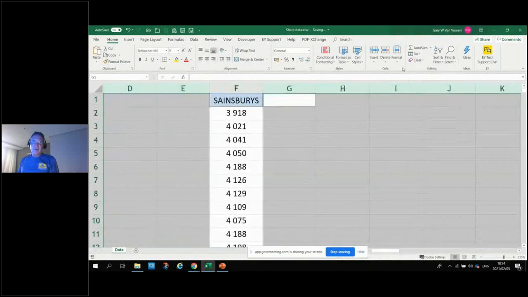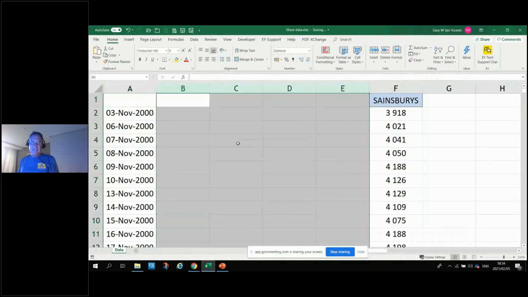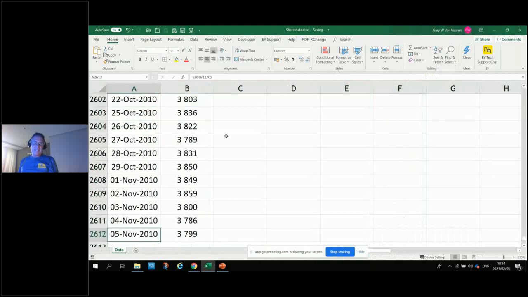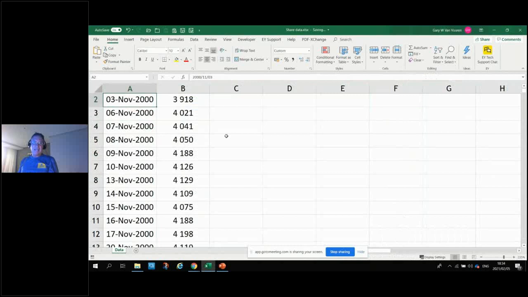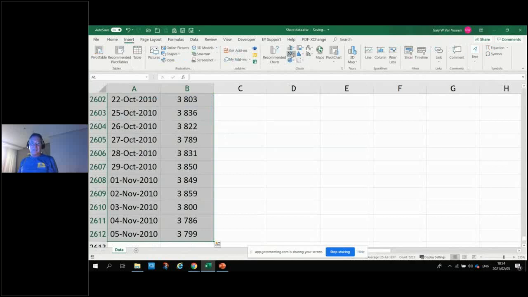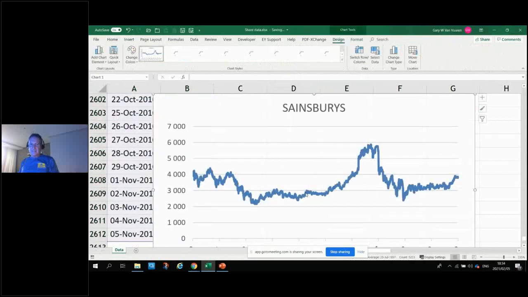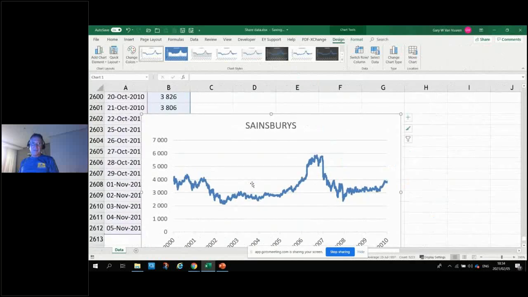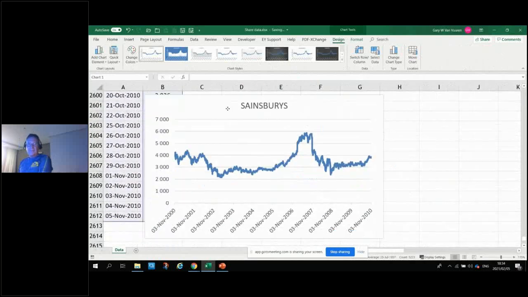Okay, so what have I got? I have got a nice little spreadsheet here. The data start in November 2000, and they end 10 years later in November 2010. I'm going to go quite quickly because I don't want to waste too much time. I want to show you what the share price looks like. That's what the share price looks like, right? Let me shrink that a little bit. There we go. That's what Sainsbury's looks like.